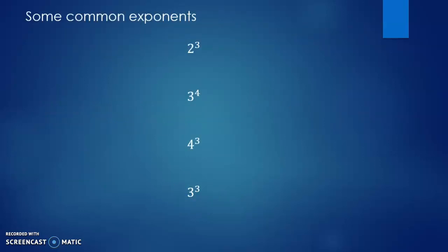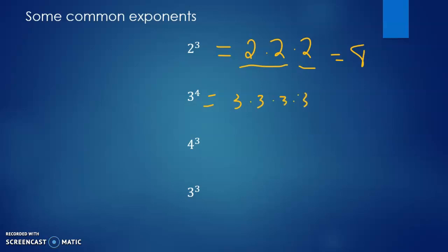So I'm going to go over some of the common exponents, and what they exactly mean. So 2 to the third means 2 times 2 times 2. 2 times 2 is 4. 4 times 2 is 8. 3 to the fourth expanded out is 3 times 3 times 3 times 3. If I look at that, 3 times 3 is 9, 3 times 3 is 9, that is 81.